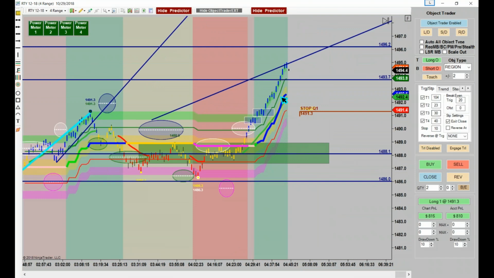Now, does everybody see you can't get in this thing now, though? You can't get in it because it's already run. Okay, so if it's run like this, then what you're going to have to do is at least wait for it to touch line 6. That would be a very aggressive trade. Or if it breaks stealth and line 6, that would be the better trade. And that's the one I would opt for.